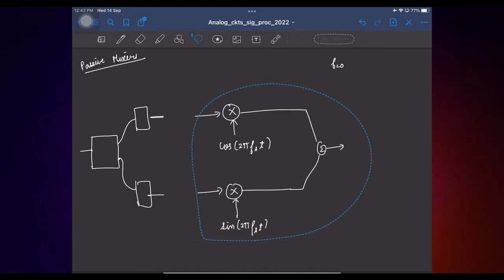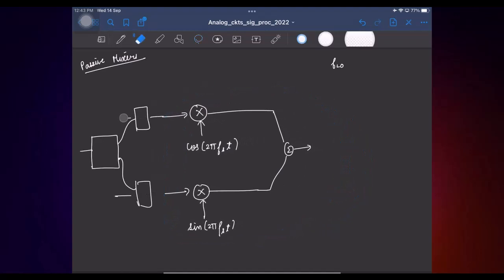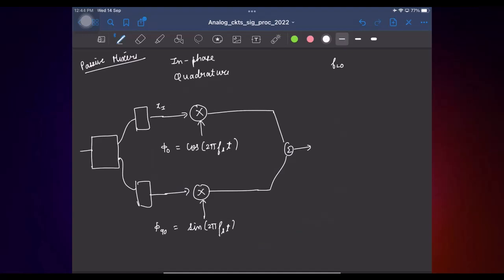The reason we do this is the following. Before that, if I call this phi 0, having a phase 0, what is this phase? 90. And usually this is called the in phase and quadrature, in phase standing for zero phase and quadrature standing for 90 degree phase. So let's say I call this signal xi of t, and this is xq of t. So the output I'll have is xi times cos plus xq times sine, right?